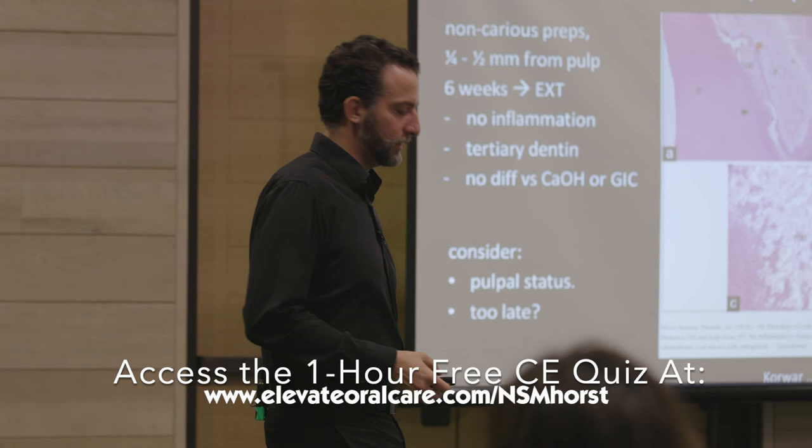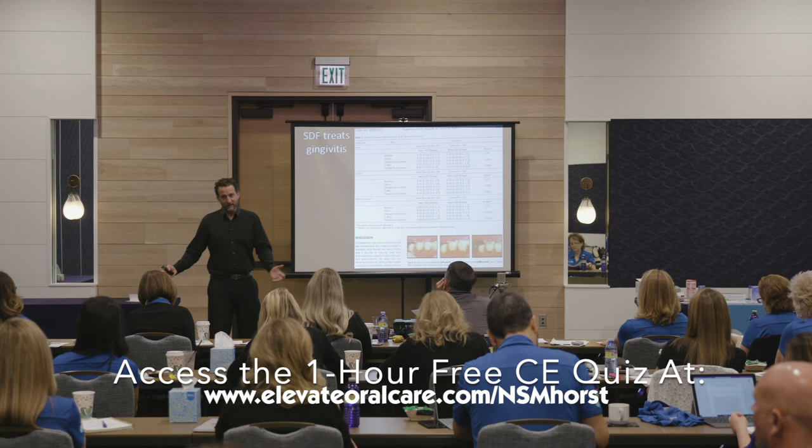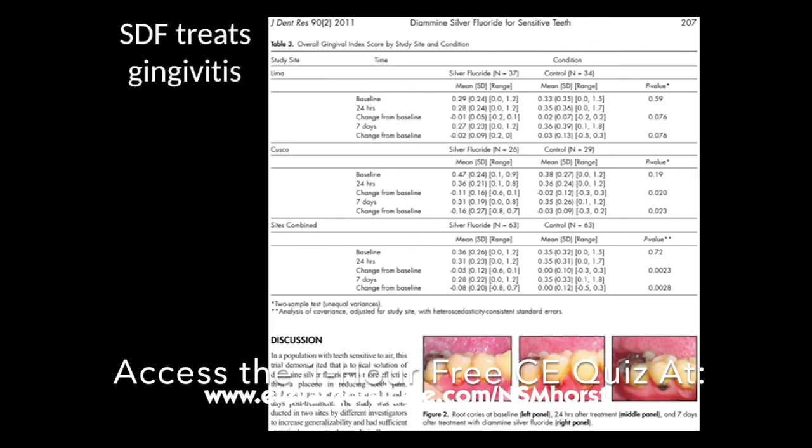The other thing that we wanted to talk about was gingivitis. Sorry for putting all the numbers on here, I just added this slide. There is a study of gingival index score, multicenter, one in Cusco and one in Lima, where there was about 25% reduction in inflammation in the gums in the treatment group and no effect whatsoever in the placebo group, of the gums around exposed root surfaces that were also caries.